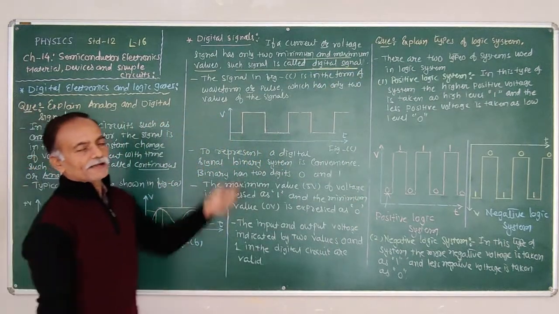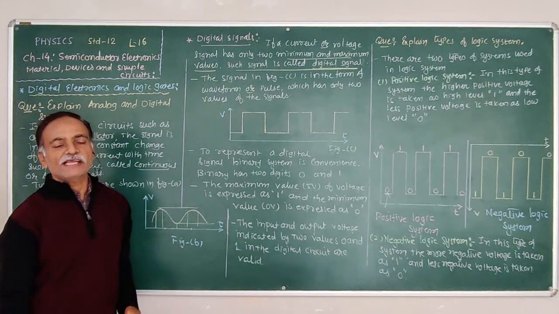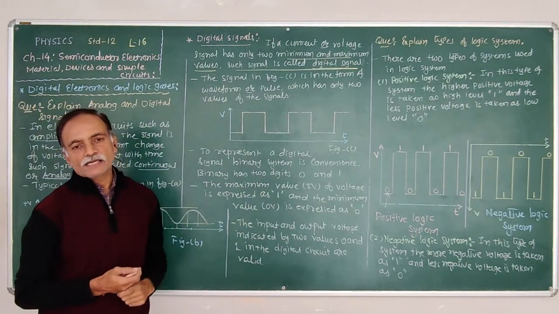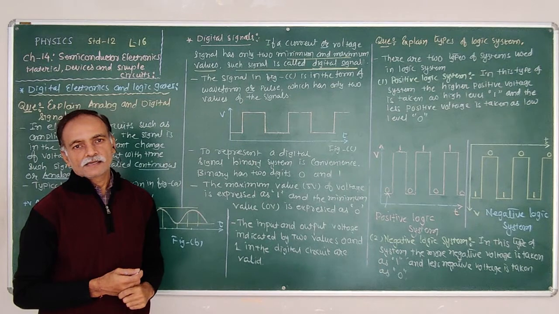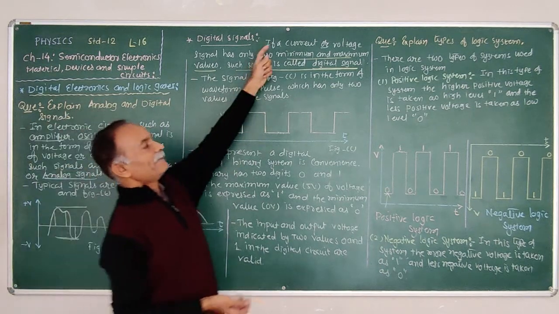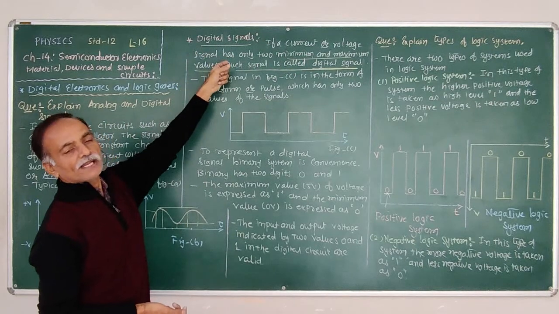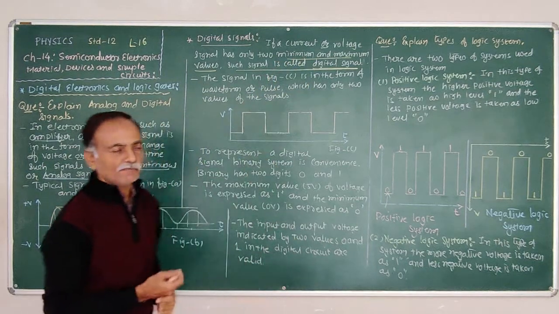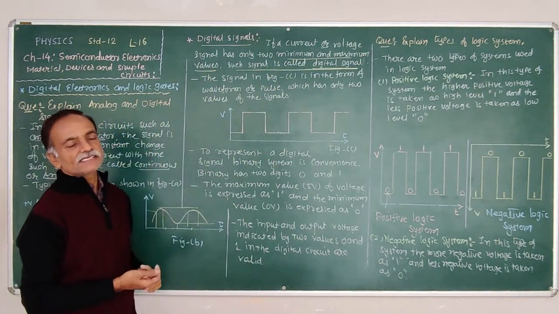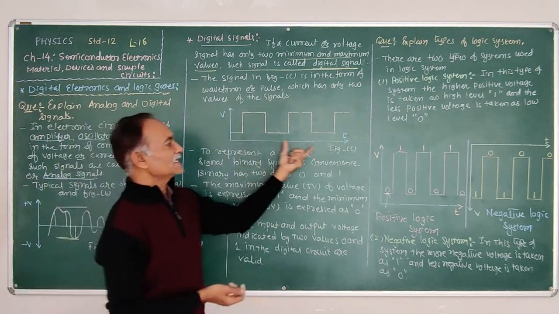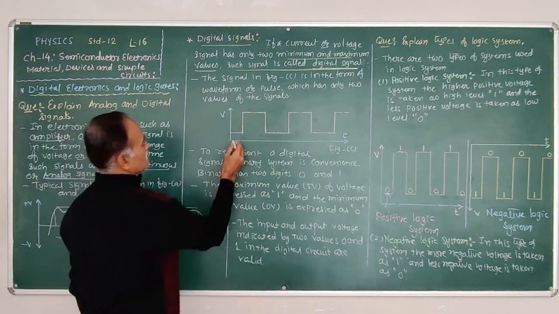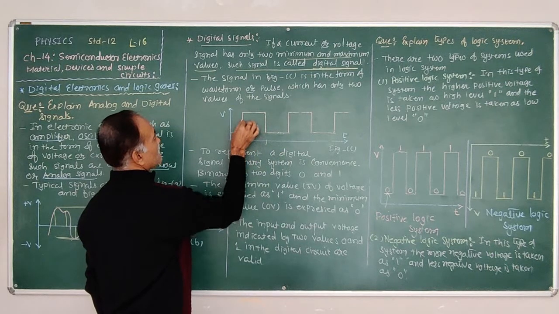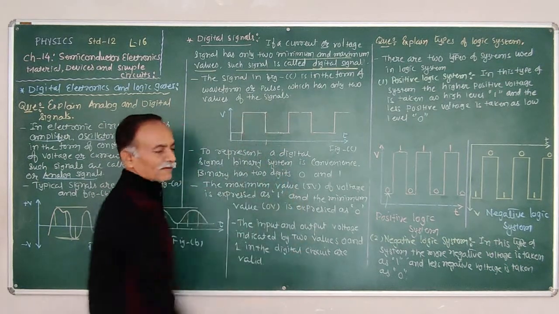Again, if a current or voltage signal has only two values, either maximum or minimum, such a signal is called a digital signal. A digital signal is shown in figure C. Here, for this instant of time, its value is minimum, while at the next instant of time, its value suddenly increases and becomes the maximum.